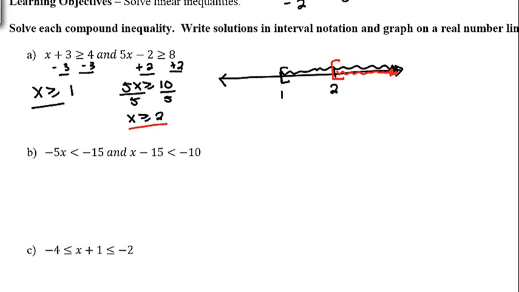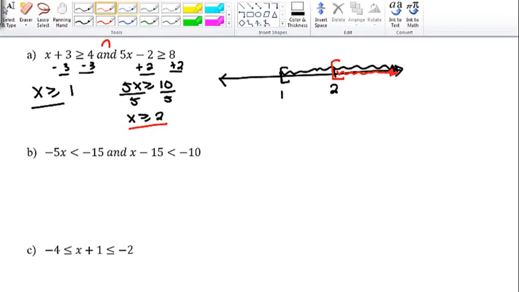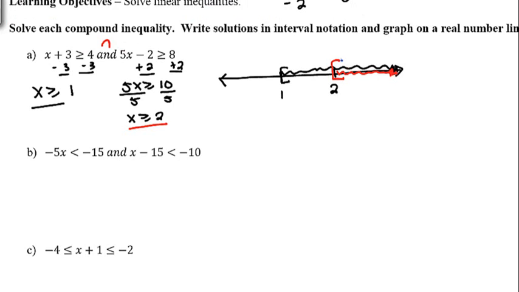"And" means both this and this have to be true. Remember, "and" is the intersection of the two sets, and so the part that intersects we'll shade in blue, and that was just from the 2 on up to positive infinity. Okay, so that was where both of those things are true. You want to graph your solution, so the solution would be the blue shaded part, and then also give the interval notation, which is from 2 to infinity.